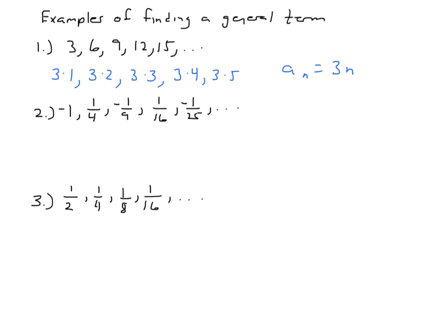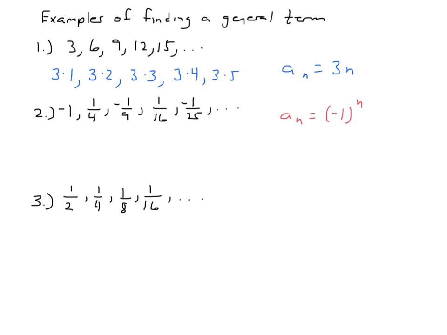In the second one, a couple things I noticed. Number one, I noticed that it is alternating. So I know I'm going to involve negative 1 to a power. And because it's the odd terms that are negative, I know in this case that a sub n is going to involve negative 1 to the n. I just have to figure out what's happening with the rest of it.